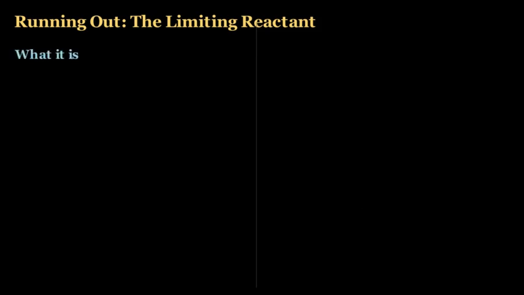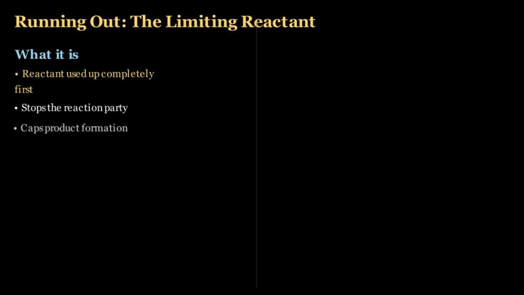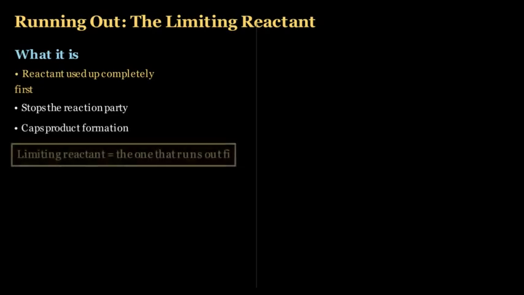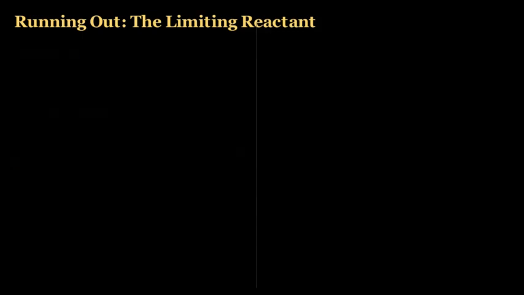The limiting reactant is the ingredient that gets completely used up first in a chemical reaction. Think of it as the guest who eats the last slice of pizza. Once they're done, the party stops. No more product can form, no matter how much of the other reactants you still have lying around. It puts a hard cap on the maximum amount of product you can make.